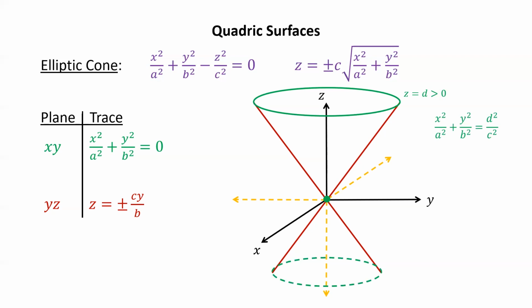Similarly, we get an ellipse below the xy plane as well if we choose some negative value to plug in for z. This is already a pretty decent picture of the elliptic cone, but for completeness, we'll look at the XZ trace, which is another pair of intersecting lines that are coming forwards and backwards instead of moving from left to right. Next, we have the elliptic paraboloid.